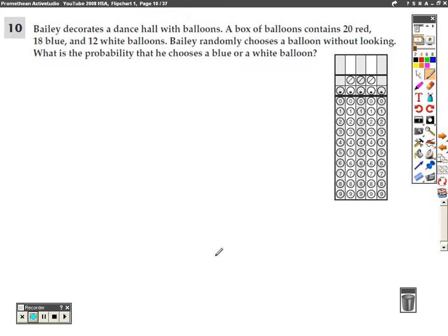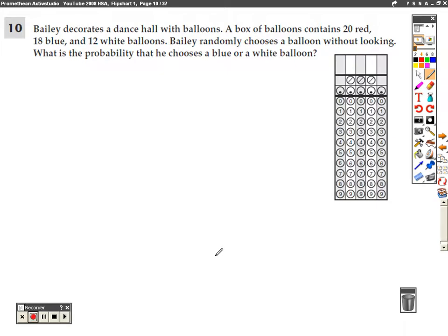Problem number 10. Bailey decorates a dance hall with balloons. A box of balloons contains 20 red, 18 blue, and 12 white balloons. Bailey randomly chooses a balloon without looking. What is the probability that he chooses a blue or a white balloon?